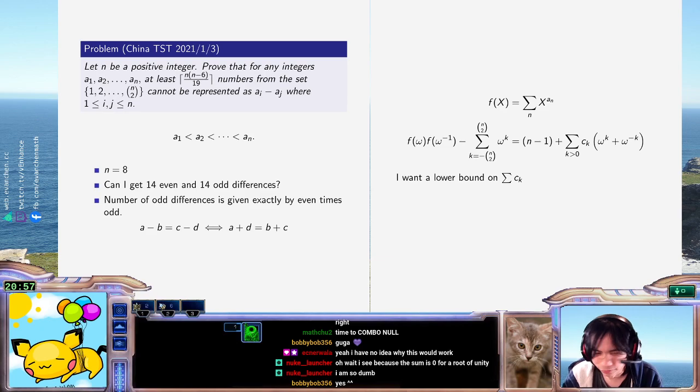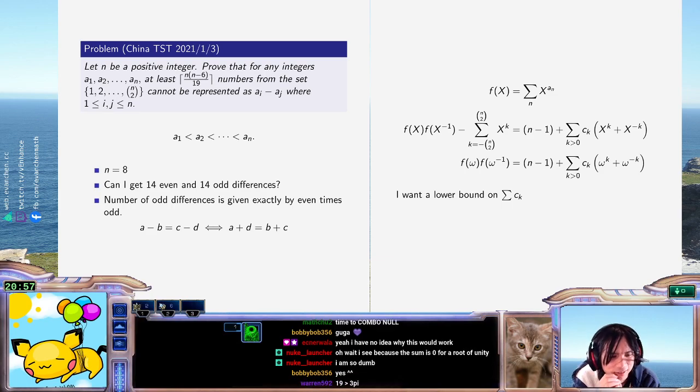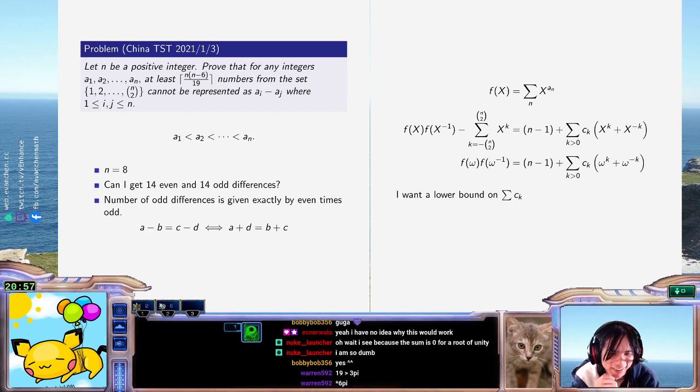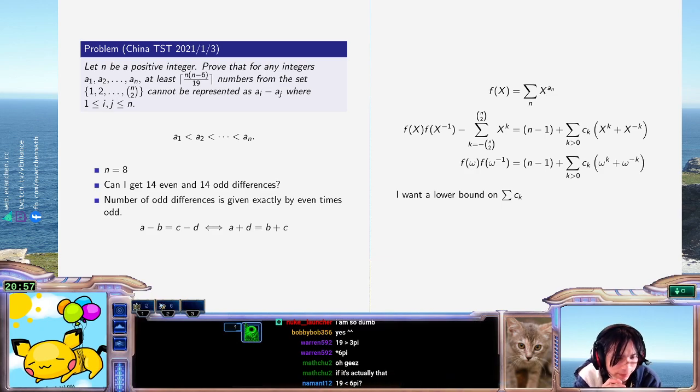I also have no idea what this has to do with 19. 19 is greater than 3 pi. True statement. Also true with 6 pi. I mean, it's looking like that. No, what are you talking? Pi is 3.14, so 18.84.